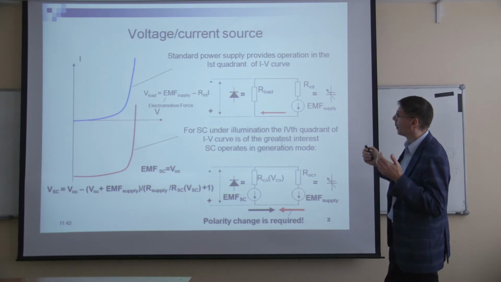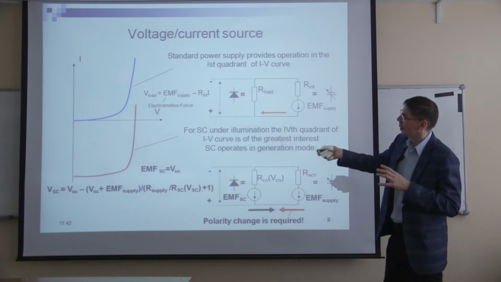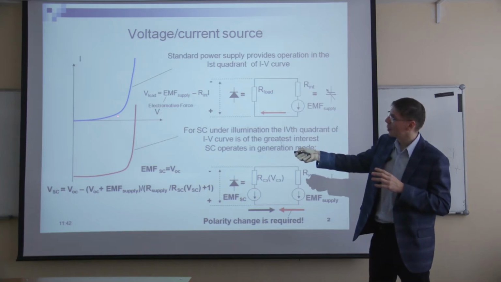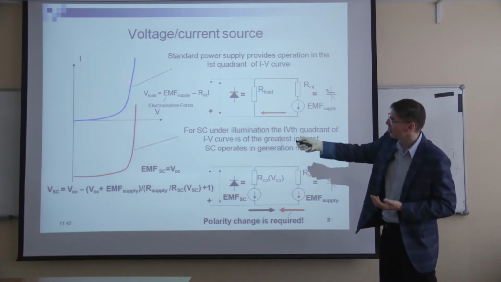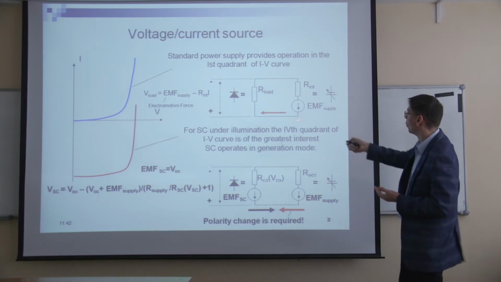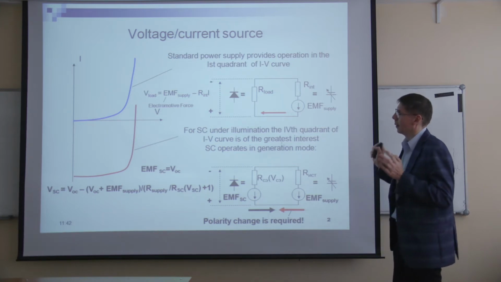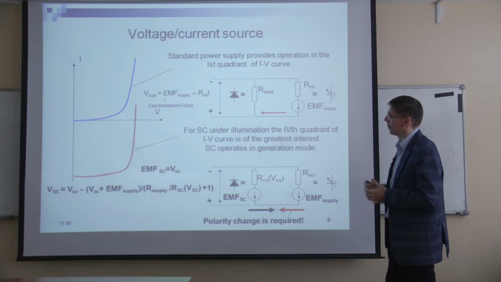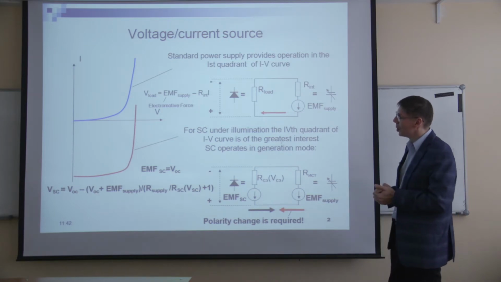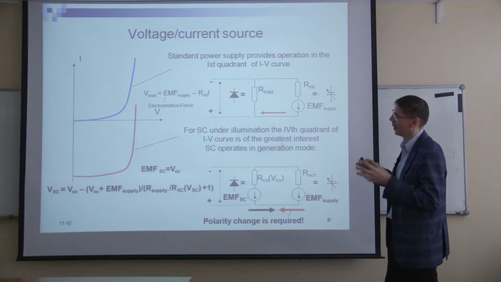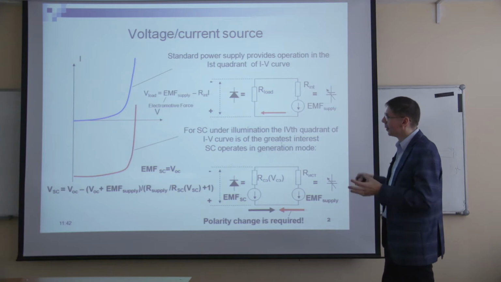But the problem is that it's only for the dark measurements. If you apply some positive voltage, you can measure this positive current without any problem when you use some power source. So you see, it's no problem. But when you try to measure the solar cell under light, things are different.